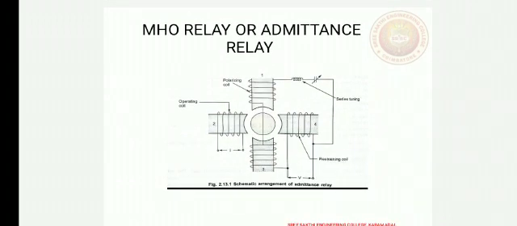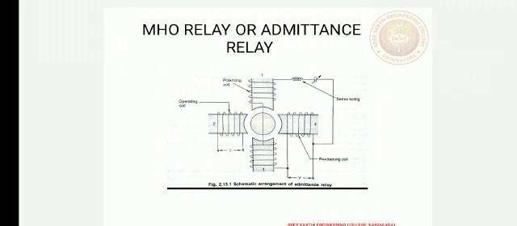The third type is mho relay or admittance relay. In the impedance relay, a separate unit is required to make it directional, while the same unit cannot be used to make a reactance relay with a directional feature. This relay also uses an induction cup type structure. It also has an operating coil, polarizing coil and restraining coil.